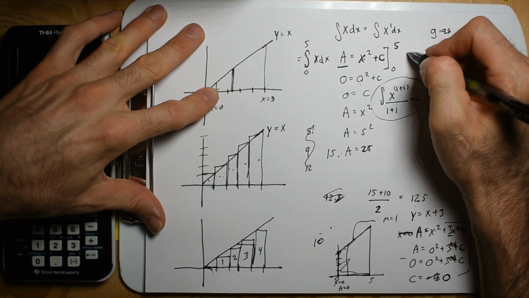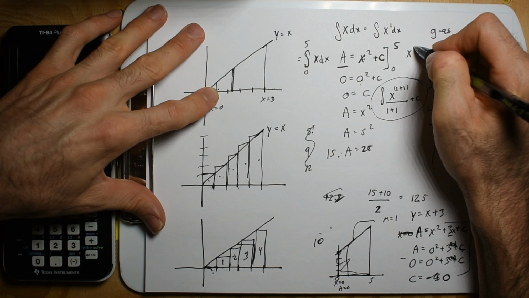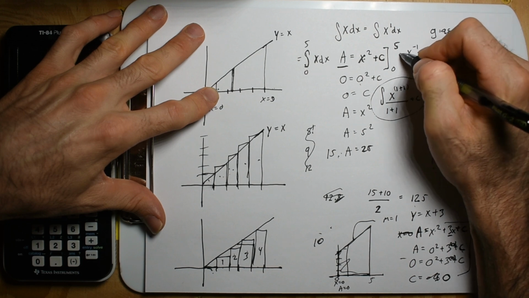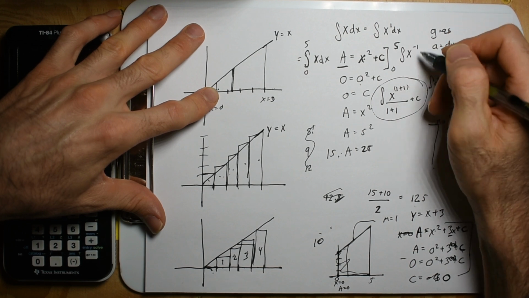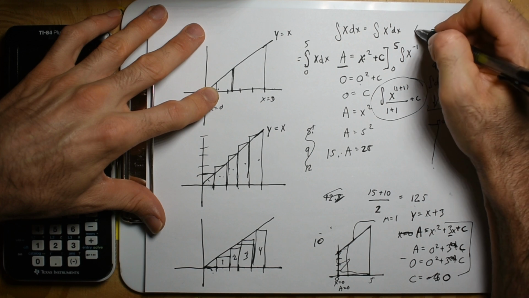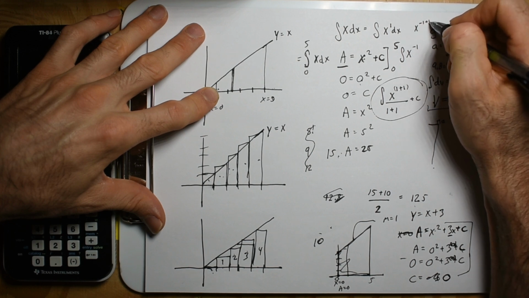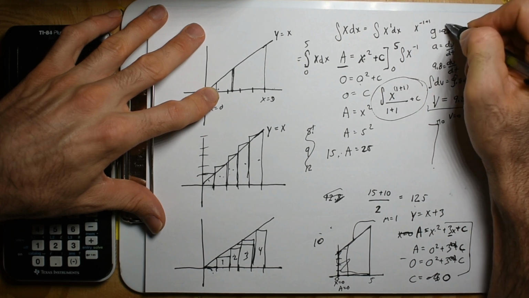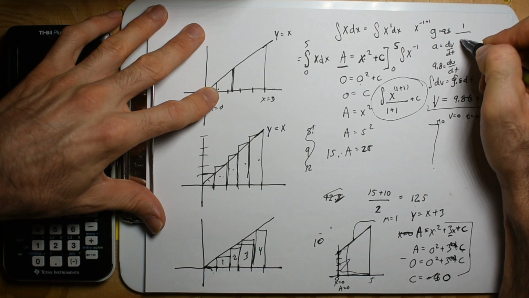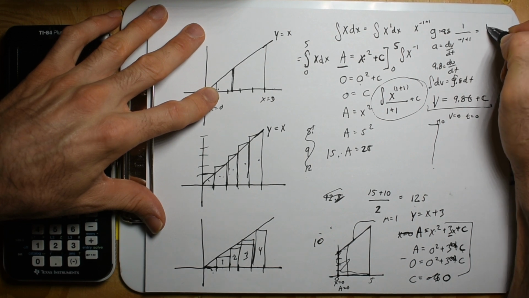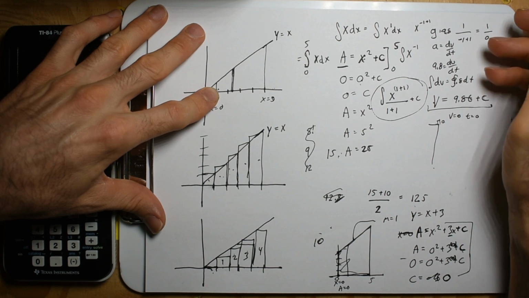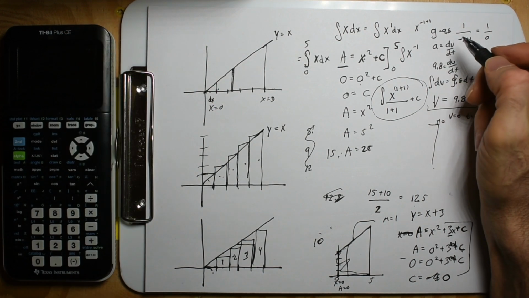And this is very helpful, especially when you're integrating x to the -1. You might think you get the natural log of x, because you would go x to the -1 plus 1, and that's just x to the 0, so that's just 1 on top. But on the bottom, you got negative 1 plus 1. So now you have 1 divided by 0, and you just can't have that.